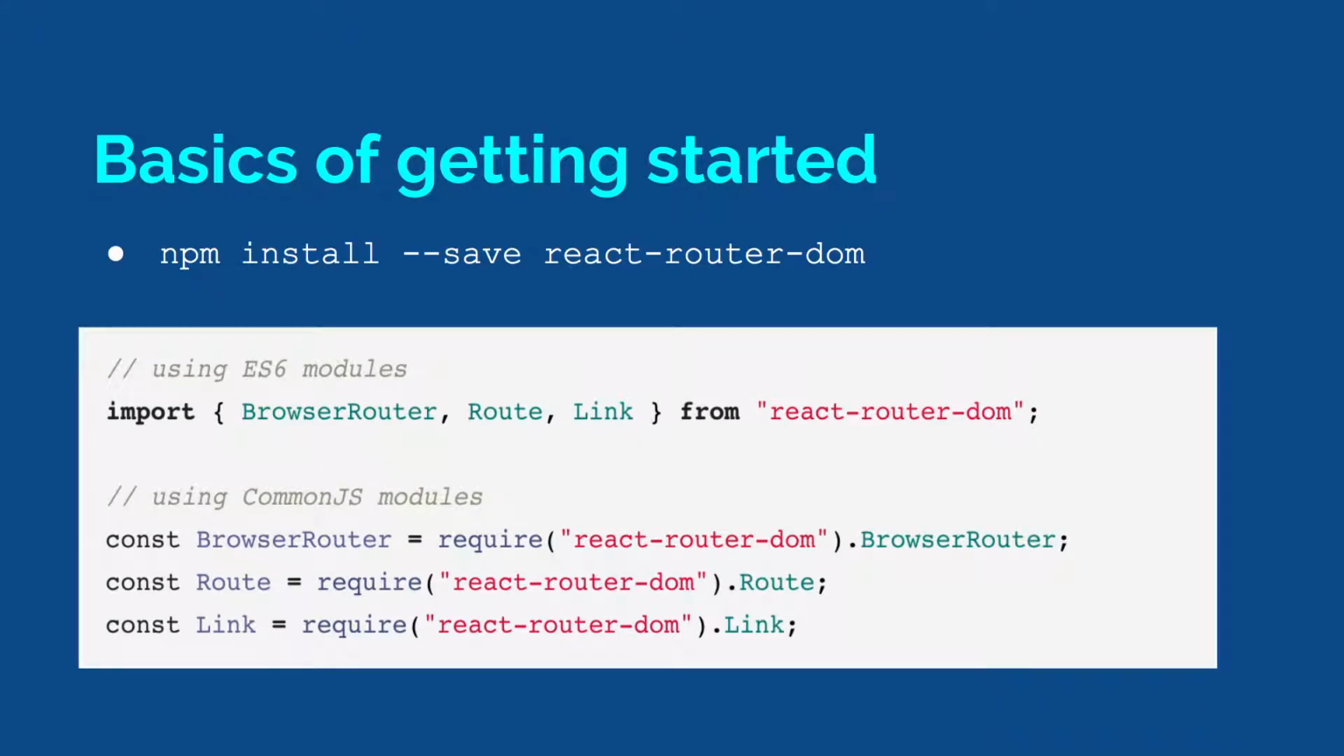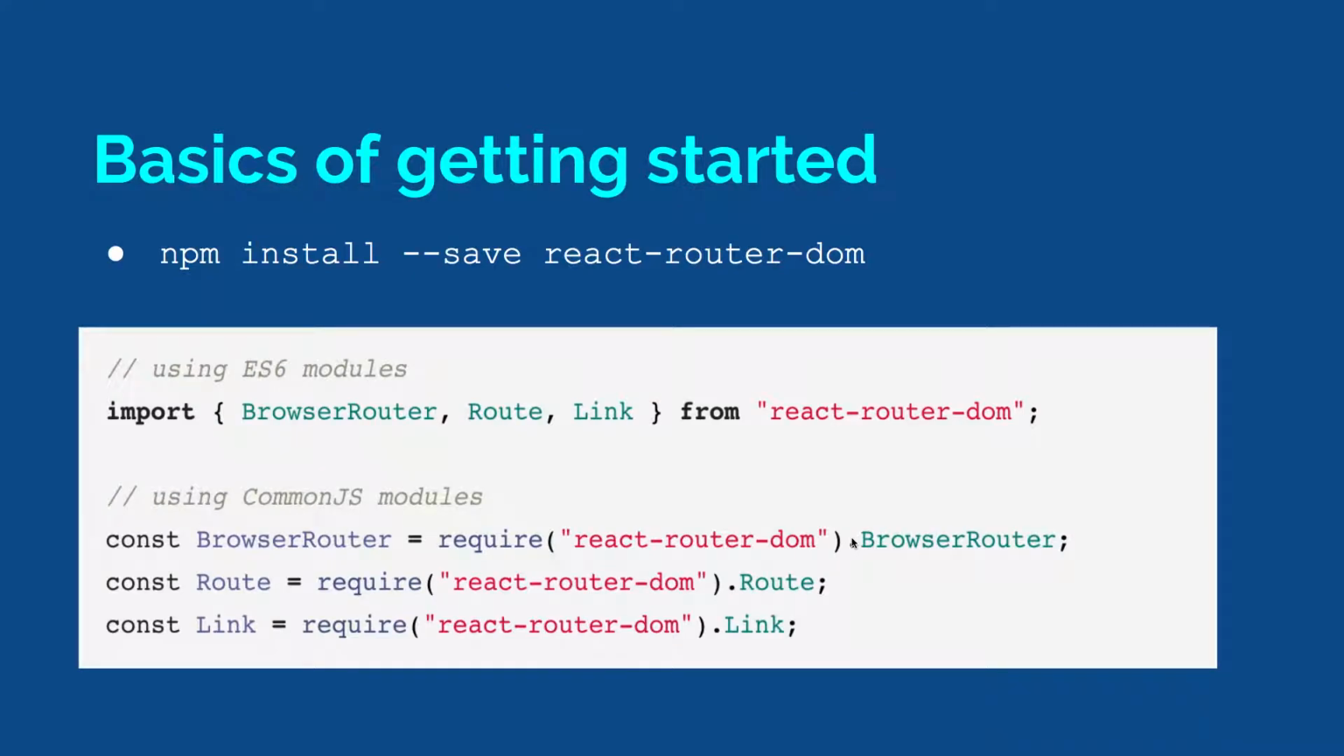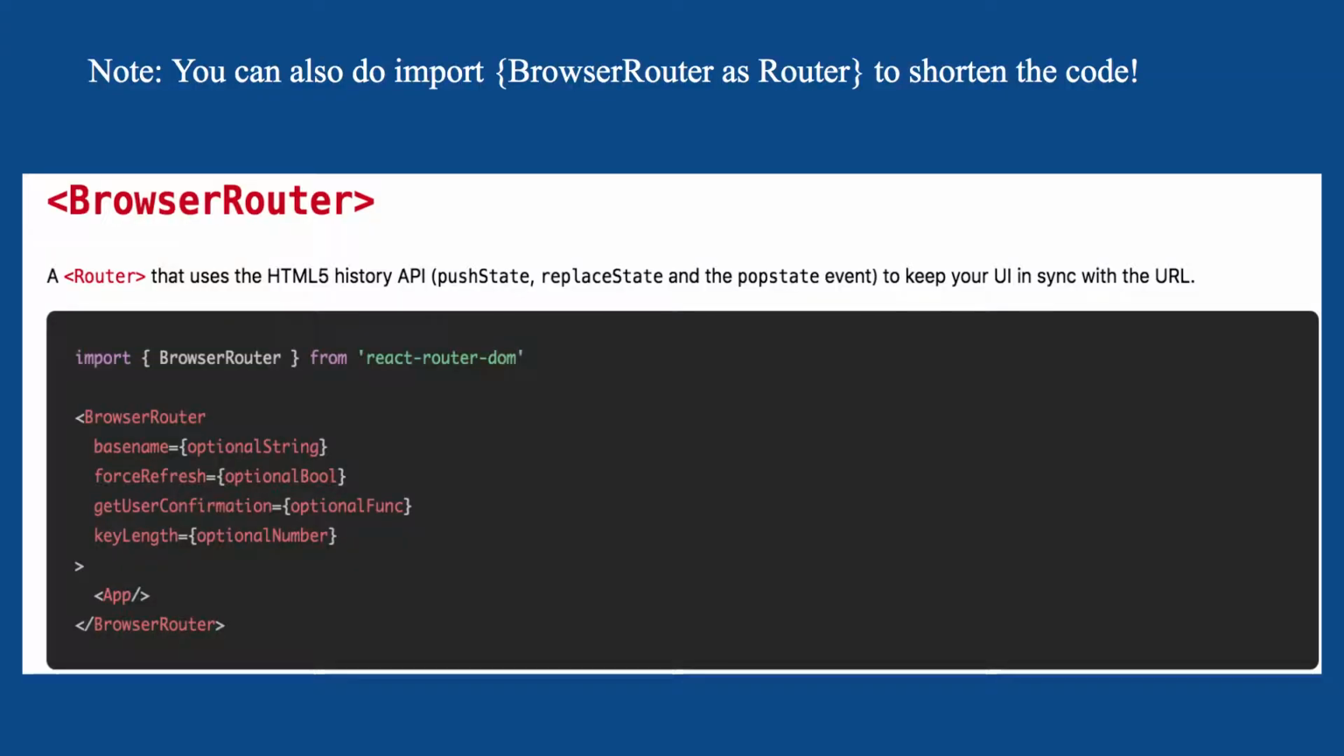All right, so we've probably seen something like this before: npm install, save it as a dependency, react-router-dom. If we're just using ES6, which we're all using, this is how you would do it. That looks the most familiar to us. But with CommonJS modules, if you didn't want to use ES6, this is another way: const BrowserRouter equals require, and grab the dot notation off of that, and you're good. So, the basics of getting started: just make sure you install and save react-router-dom.